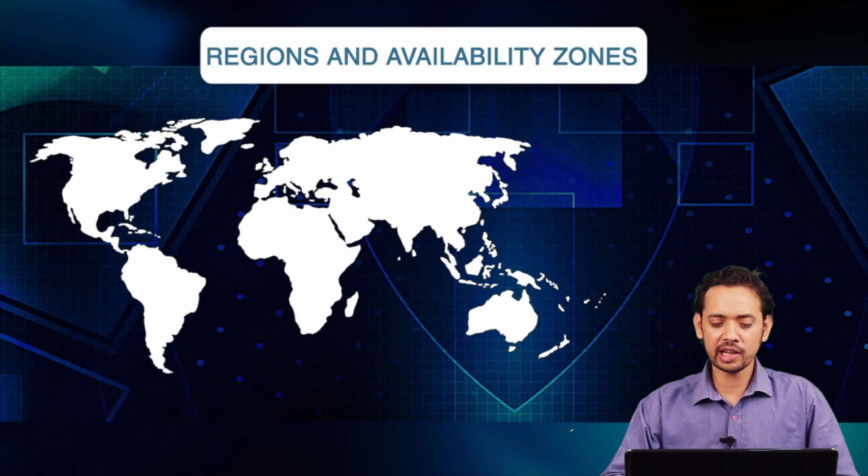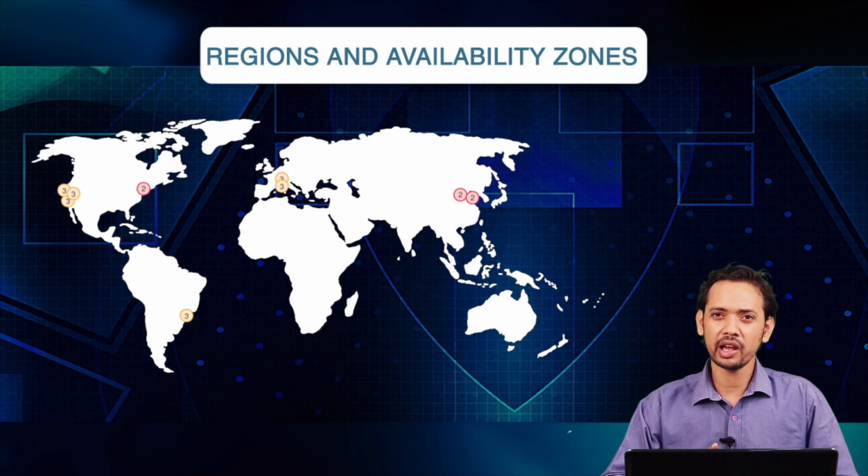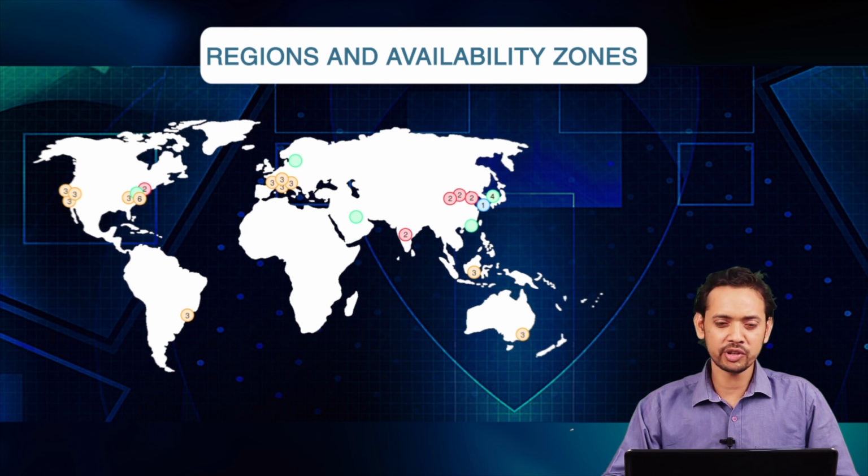So currently it looks like this. All these orange circles give you the location of those regions, and the number inside those circles gives you the number of availability zones in each region. So every region has at least 2 availability zones. The blue circles denote the regions which are coming very soon. This set of regions and availability zones is as of the time of recording. Going forward, they are launching more regions and more availability zones, so in future, this figure will change.